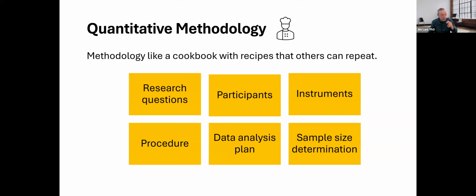Okay. For the quant, you need participants. Who are the participants? What part of the country? What organization do they work for? Are they males and females? What are their ages?